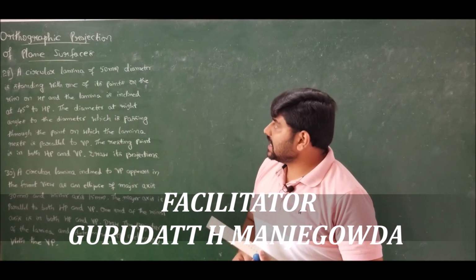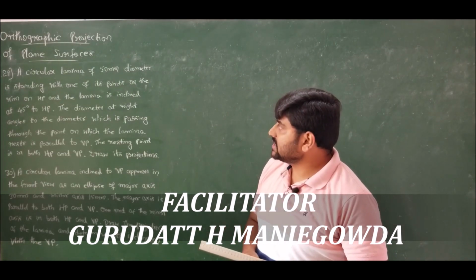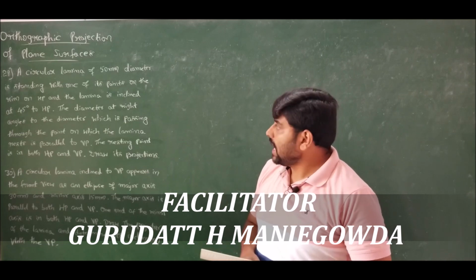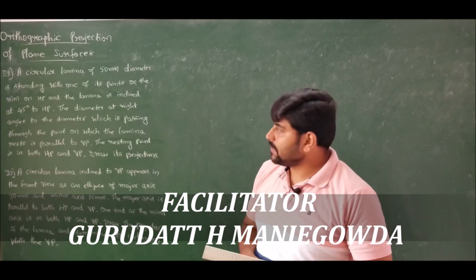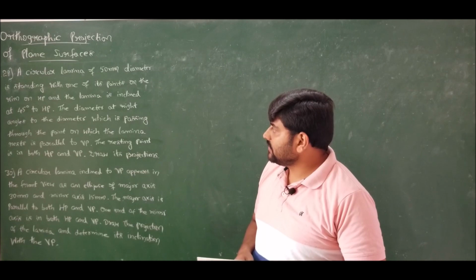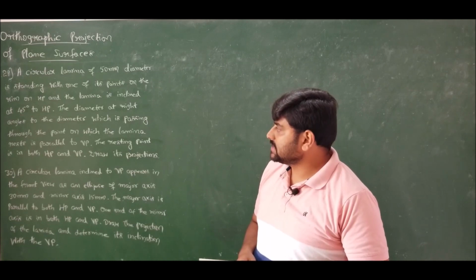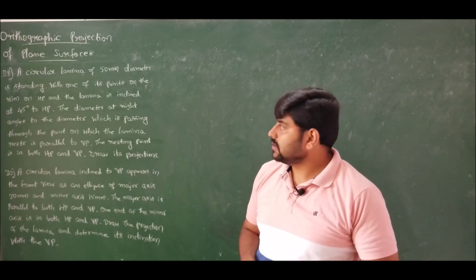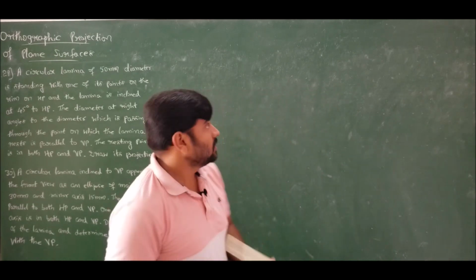that a circular lamina of 50 mm diameter is standing on one of its points on the rim on HP, and the lamina is inclined at 45 degrees to HP. The diameter at right angles to the diameter which is passing through the point on which the lamina rests is parallel to VP. The resting point is in both HP and VP. Draw its projection. We have a circular lamina resting on HP.